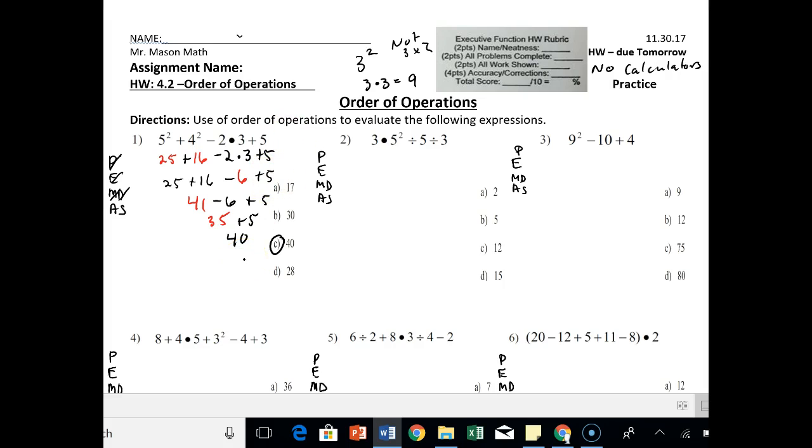Now let's look at number 3. Again, no parentheses, so you can cross off your P. 9 to the 2 is 9 times 9, which is 81. It'd be helpful to have your reference sheet handy next to you. So plus 4. So then 81 minus 10 is 71, because there's no more exponents, there's no multiplication, there's no division. Again, it's not add then subtract, it's whatever comes first, left to right. So subtraction comes first as I read it left to right. Then 71 plus 4, and then my final answer is obviously 75, so C.